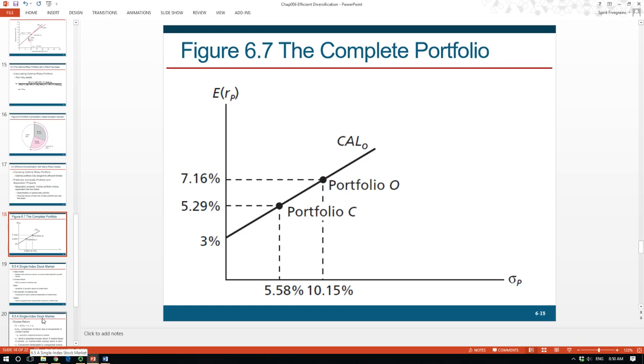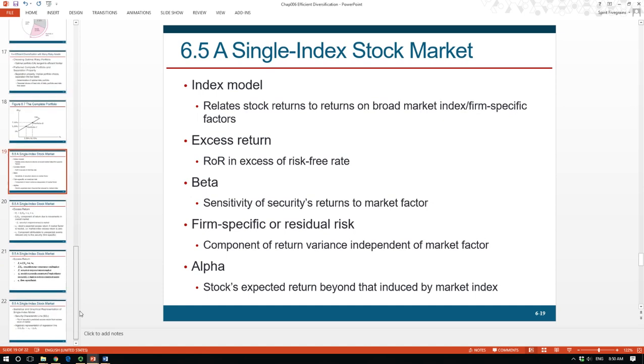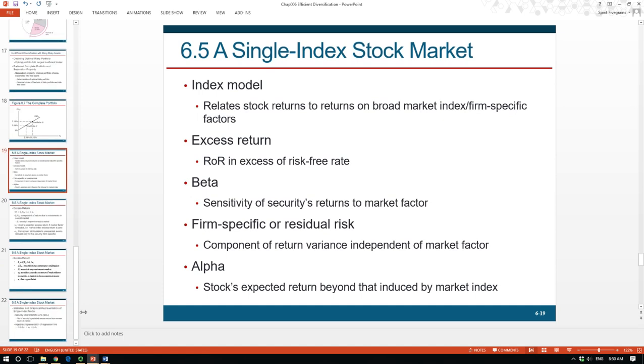All right. So to conclude this chapter, I want you to look at one extra thing, the single index stock market model. The single index stock market model is a model that investors frequently use to get some sense of how to handle the risk in specific stocks, and how we can distinguish between market risk and firm-specific risk. So here, let me show you the equation.